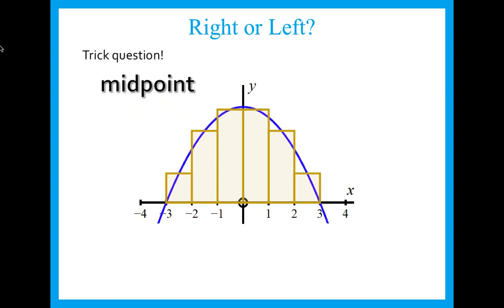So this is a trick question because it's actually not right or left. It is the midpoint. So if you look at the rectangle, this first one is from -3 to -2, and they found the midpoint and went up and met the curve, and then they went across. So there is something that's called the midpoint rule for Riemann sums. We are not going to be doing that in this class, but there is such a thing. Like the AP calculus class, they use right-hand rule, left-hand rule, midpoint rule, and then later we are also going to learn the trapezoidal rule.